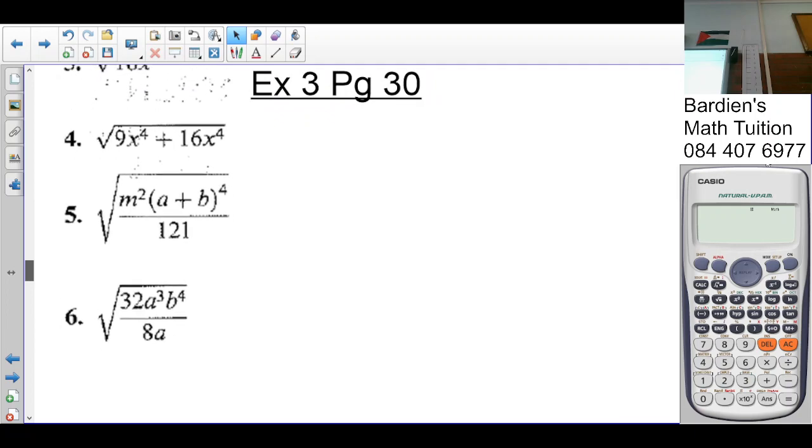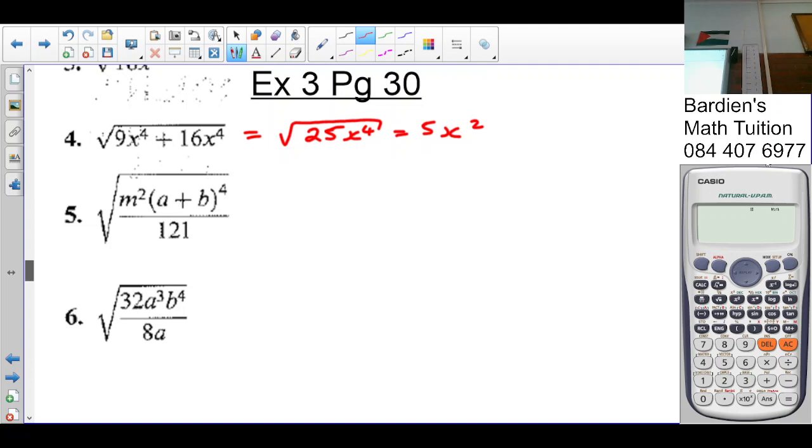And looking at number 4, you've got the square root of 9x to the exponent 4 plus 16x to the exponent 4. Can I say the square root of 9x to the 4 is going to be 3x squared plus 4x squared? Can I do that? No. When we apply the square root, there must be one term inside the bracket. You understand? So is that one term? No. How many terms are there? You have two terms. So how do I get it to be one term? You add it. So what's 9x to the exponent 4 plus 16x to the exponent 4? 25x to the exponent 4. What's the square root of 25x to the exponent 4? 5x squared. Okay.